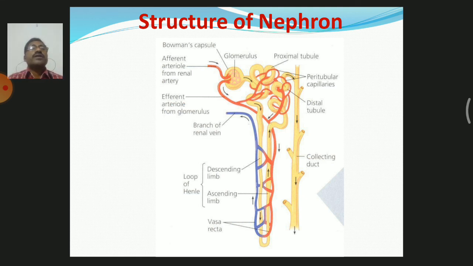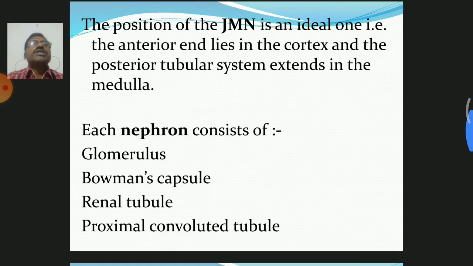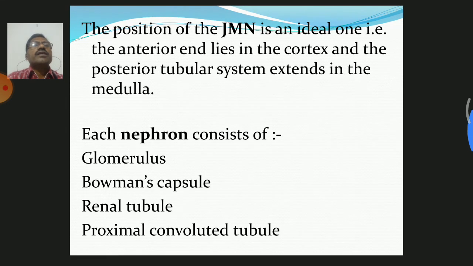Like that, there are millions of nephrons present in the kidney, and they act in a sieve-like manner as the main filtration unit. I told you the position of the juxtamedullary nephron is an ideal one. The anterior end lies in the cortex and the posterior tubular system extends into the medulla.